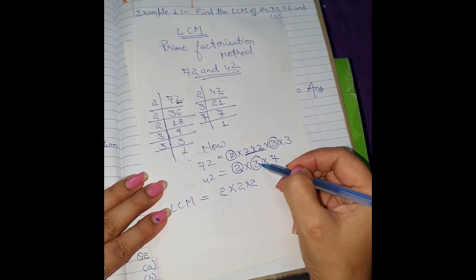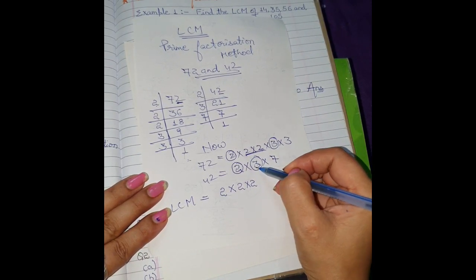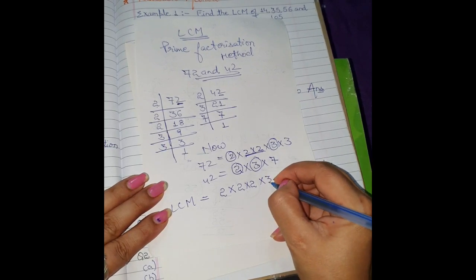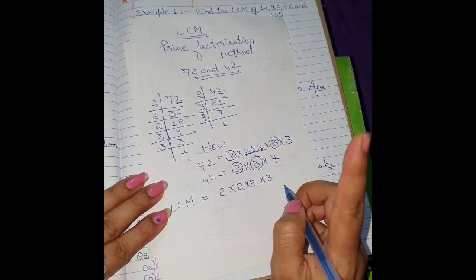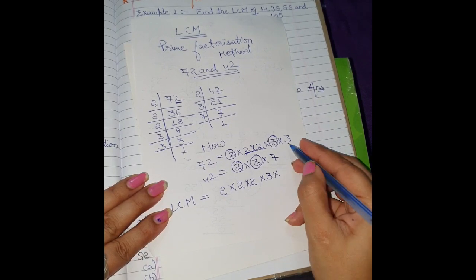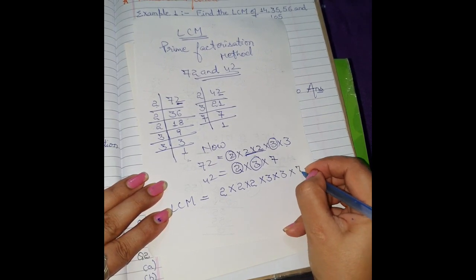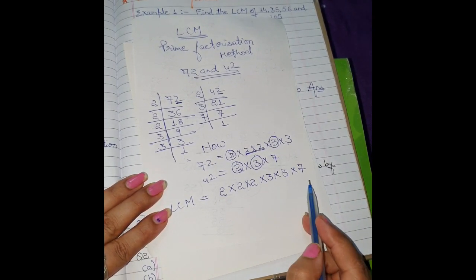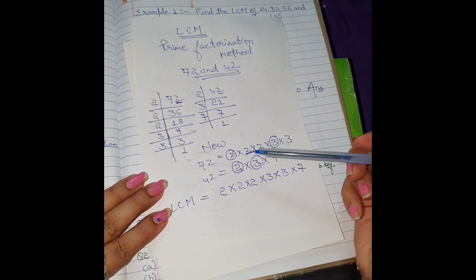Then the number 3 is circled. So from these 2 3, we will take only 1 3. The common values you have to take only one time. Don't write it 2 times. Then 1 3 is remaining and then 1 7 is remaining. So that also we will write. Got it, student? Be careful.